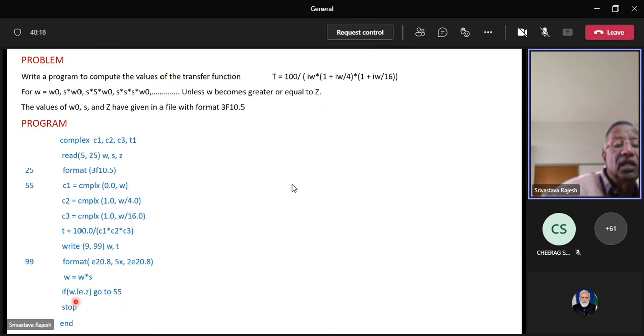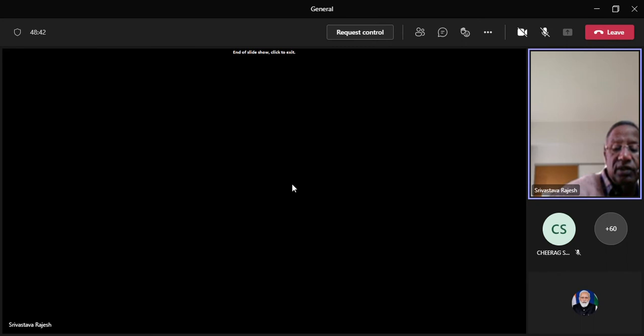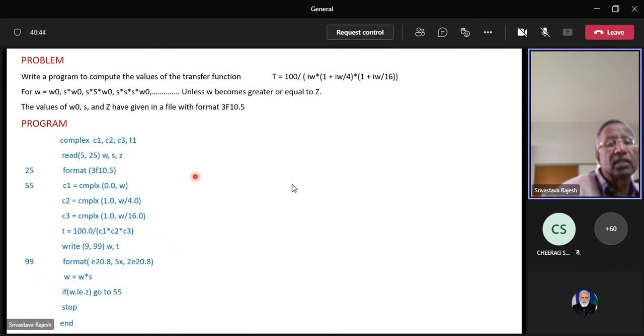So if W is less than Z, go to 55. That means if it is less than, then do this calculation again and again and write down every time for each value of this. And then stop. Once it is not satisfied, then stop and end. So you see, that is how you have to make a complex program and do it. Okay, so any question so far?